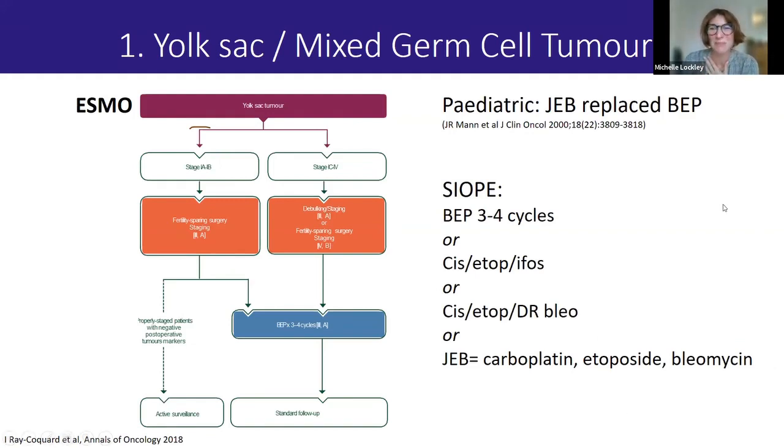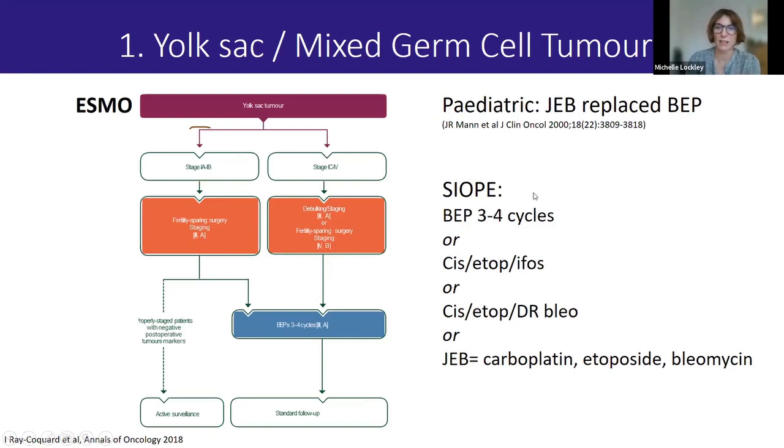Okay, so in paediatric guidelines, for a very long time now, over 20 years, paediatricians have felt very strongly about trying to avoid cisplatin, because making children deaf with cisplatin and giving them tinnitus actually has an enormous impact on their future lifestyle chances. So they've really tried hard to avoid cisplatin. And JEB uses carboplatin rather than cisplatin, with etoposide and bleomycin. There's a slightly different dose. But the emphasis here is to try and avoid ototoxicity. And they have been doing that safely for over 20 years now.